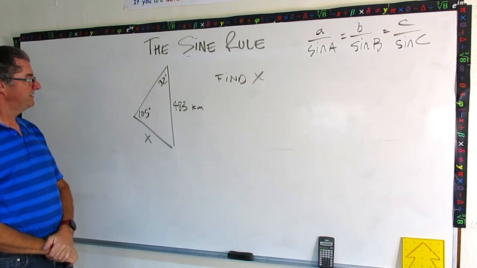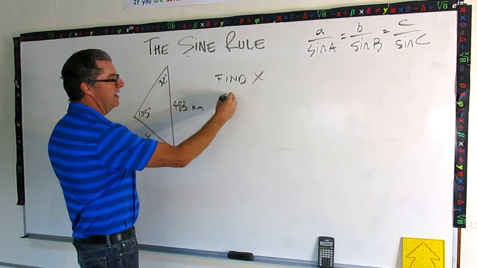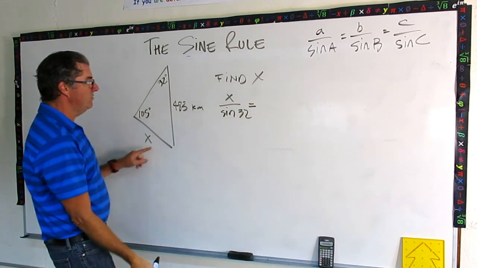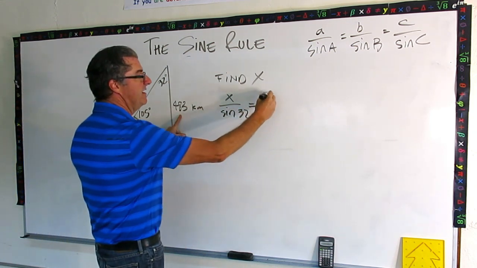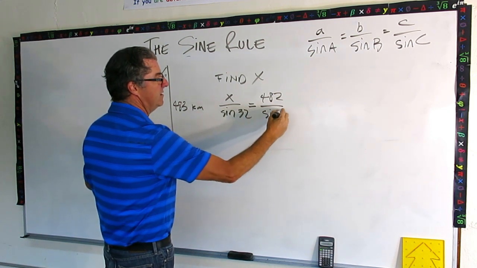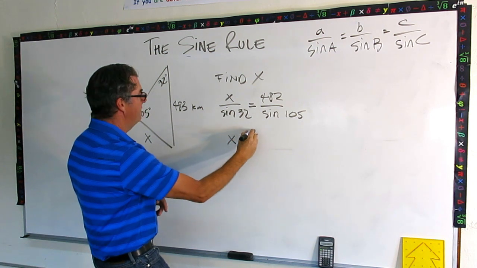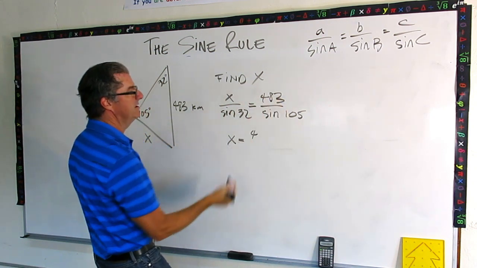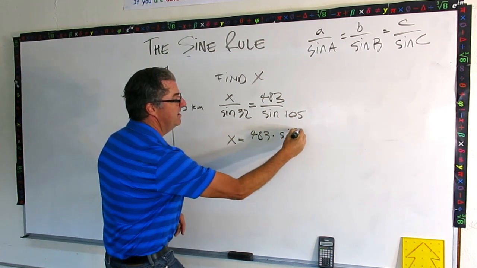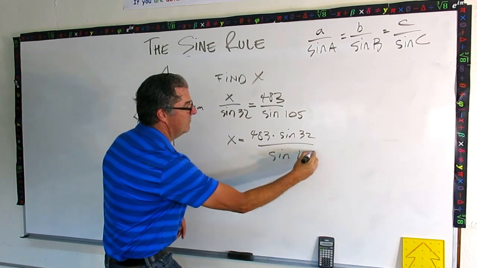Okay, let's do our plug-in step. x over the sine of the opposite angle. So we've got x over sine 32, and that's going to equal 483 over the sine of 105. I'm going to cross multiply up and get x equals, oops, I wrote 2 there. I meant 3 from there. 483 times the sine of 32 all over the sine of 105.